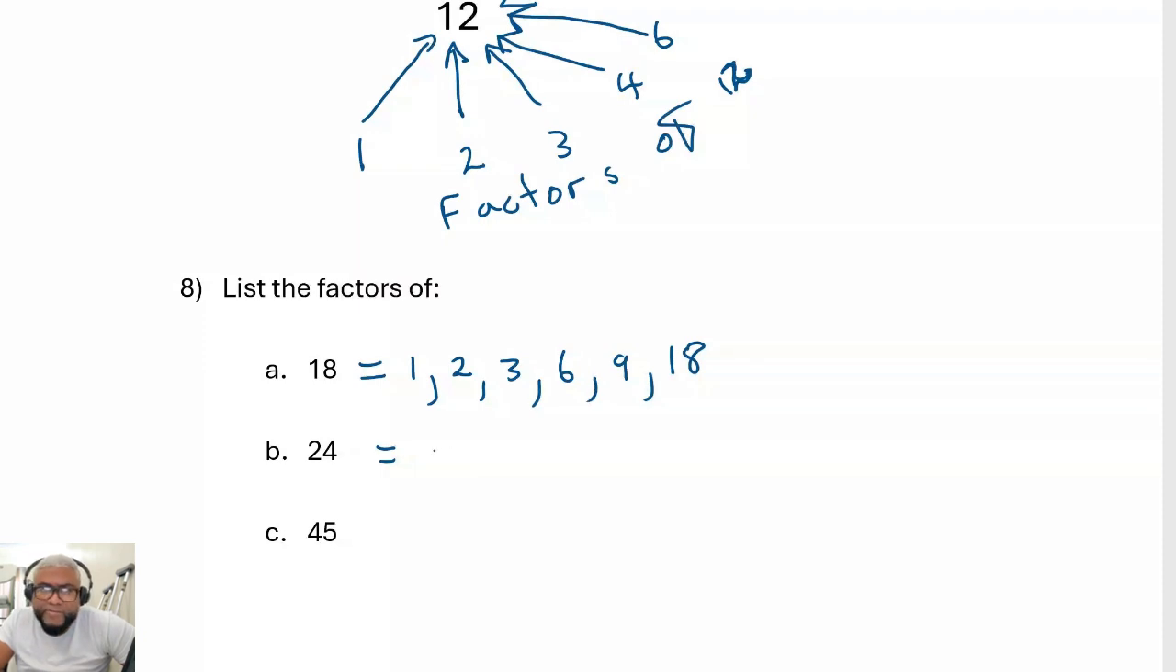Let's go to Kimani. Factors of 24. So you know you have 1. What's next? 2, 3, 4, 6, 8, and 12, and then 24. Samaya, factors of 45.